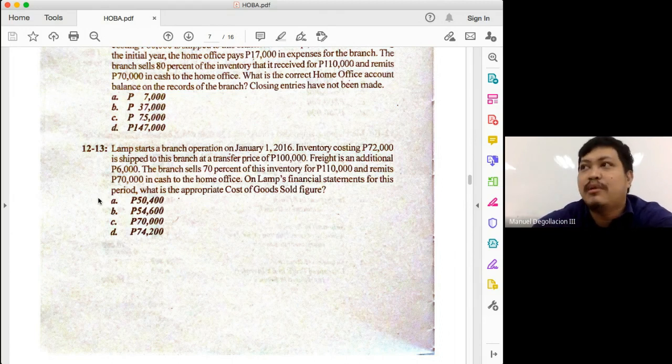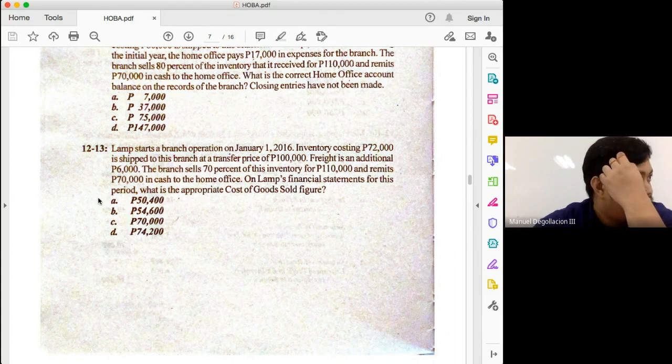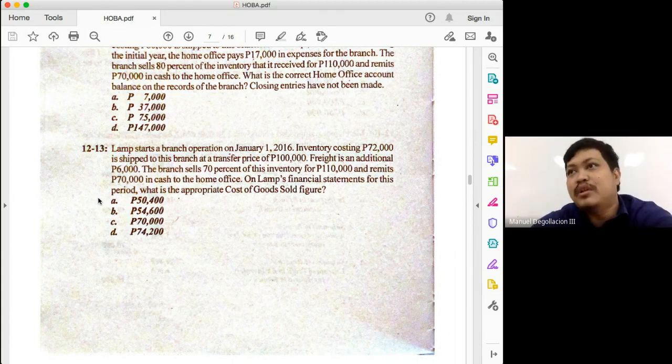How much was the total markup? 28,000. How much was unsold? 30%. 30% times 28,000 will give you 8,400. Where will that go? That will go to your ending inventory. Okay? So 28,000 minus 8,400, class, how much will that be? 19,600. What does that represent? That represents the markup on your cost of goods sold.